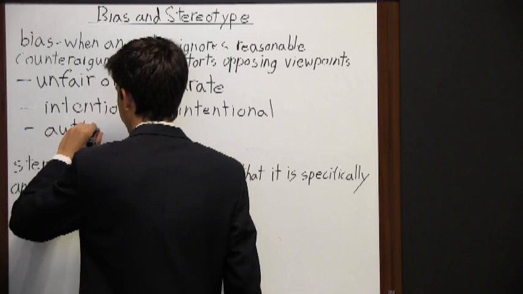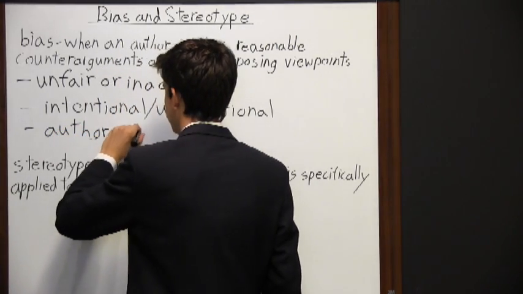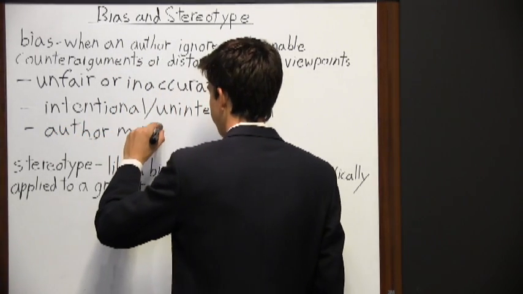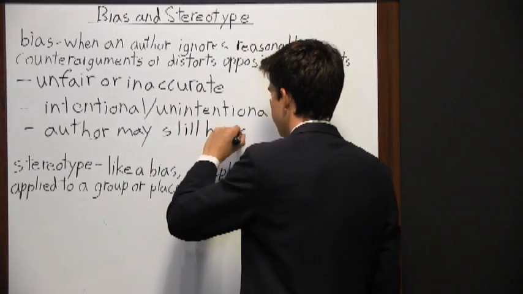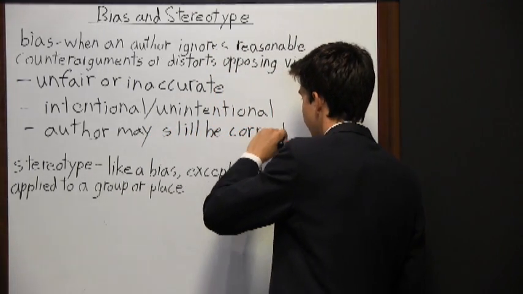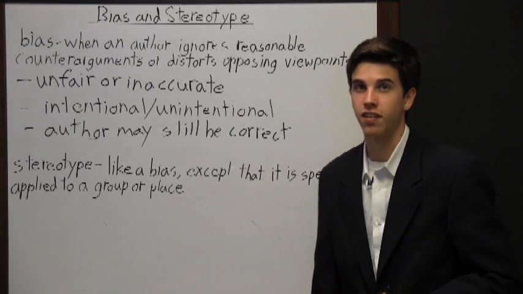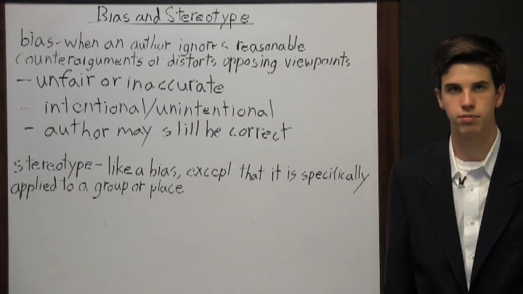So that's another important thing to remember, that an author may still be correct even if they do have a bias. However, the fact that the author is correct does not justify the use of that bias.